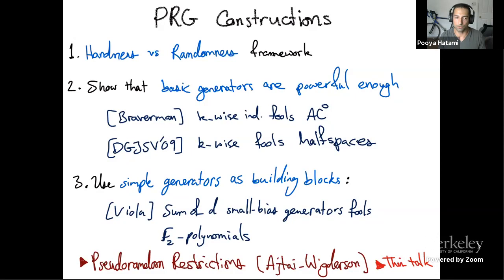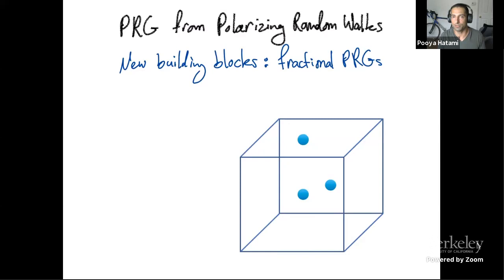So we will show how to construct a pseudorandom generator using simple building blocks. But what makes this new method slightly fall outside of this number three framework is that the building blocks are going to be a new kind of objects that we define. We will define these new building blocks that we call fractional PRGs, which pictorially I can show in this way. A PRG was required to pick vertices of the cube, but we allow a fractional PRG to pick points that are inside of the solid cube.